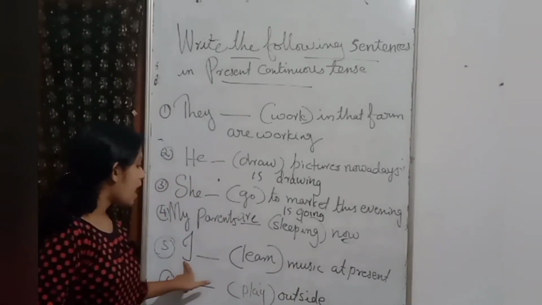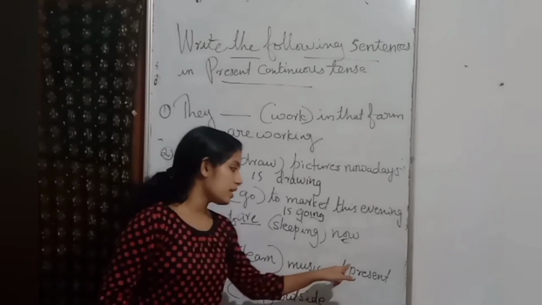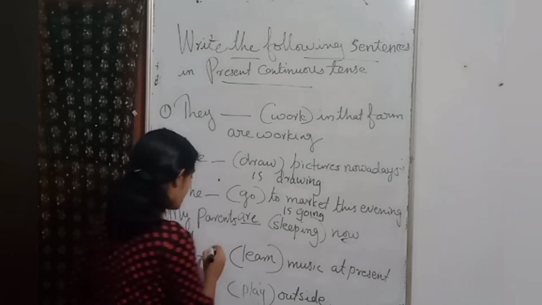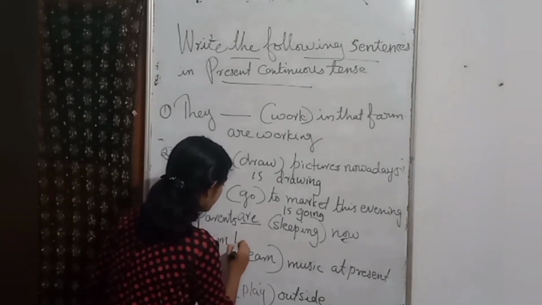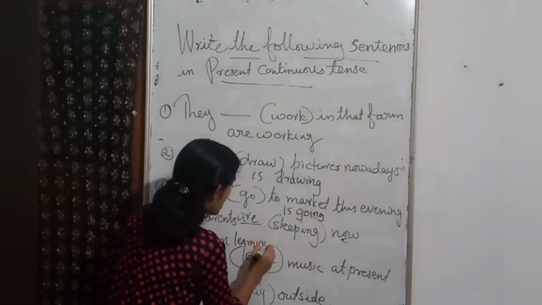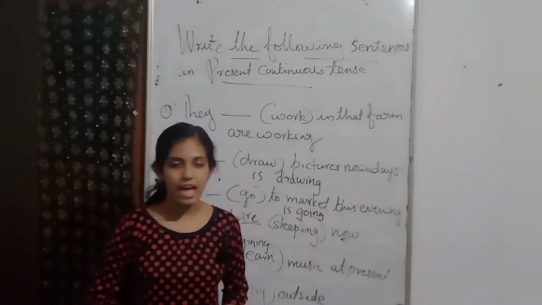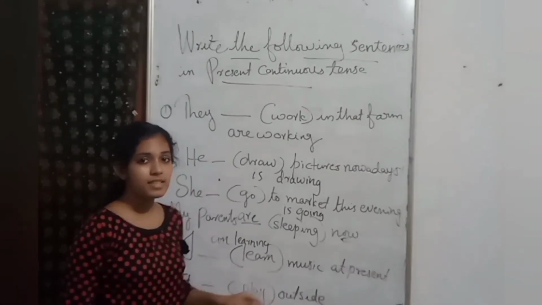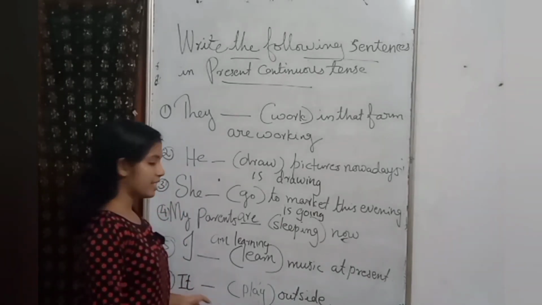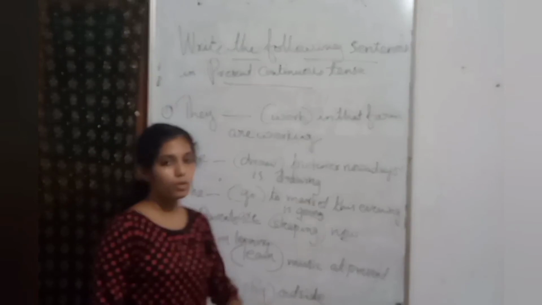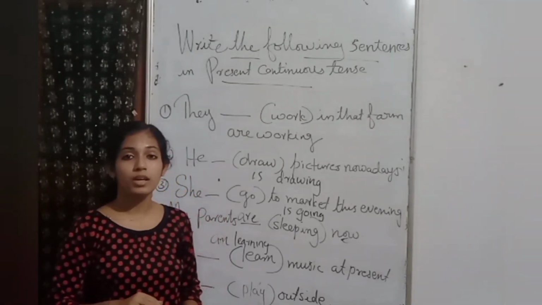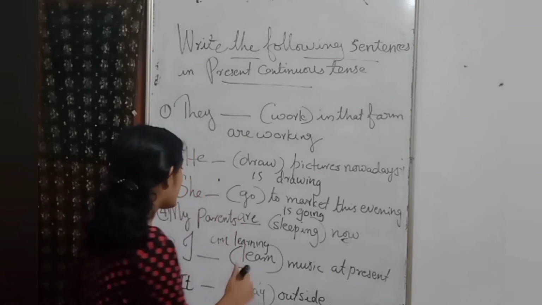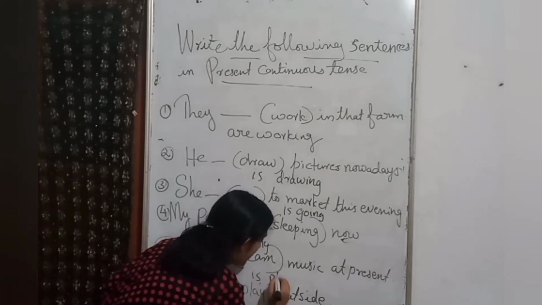Next question. I dash learn music at present. I am learning music at present. Have you understood? For I we use am, and the form of the verb is verb plus ing. Next question. It dash play outside. Which is the answer? When it is it, we use is plus verb plus ing. It is playing.